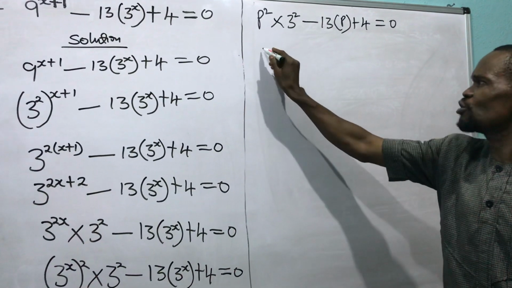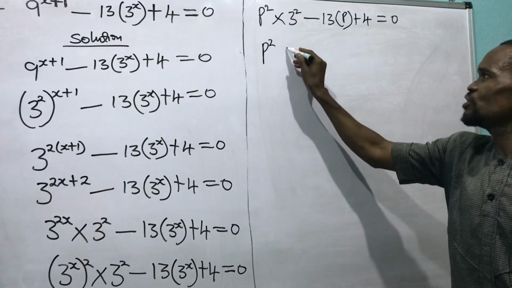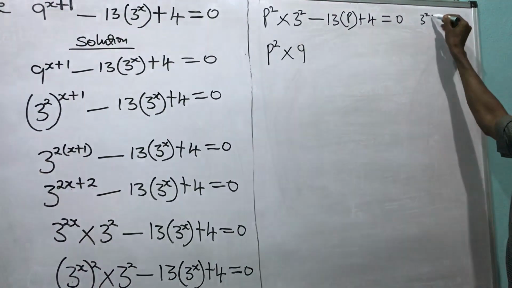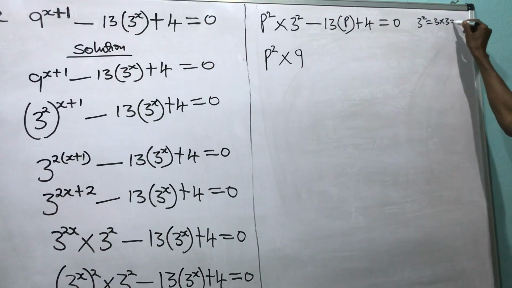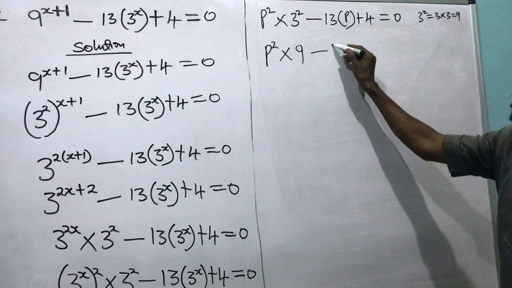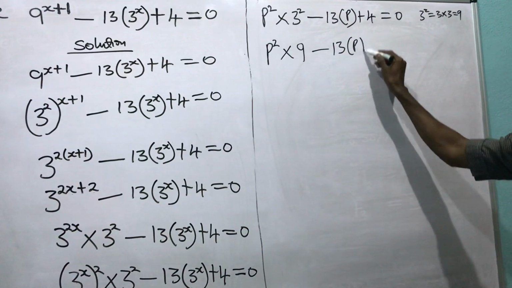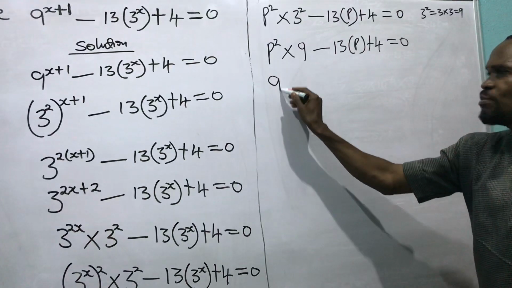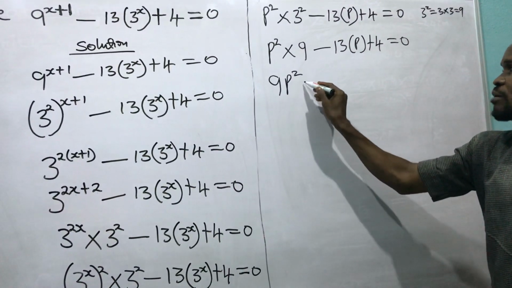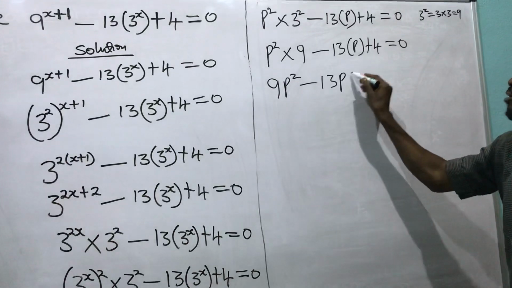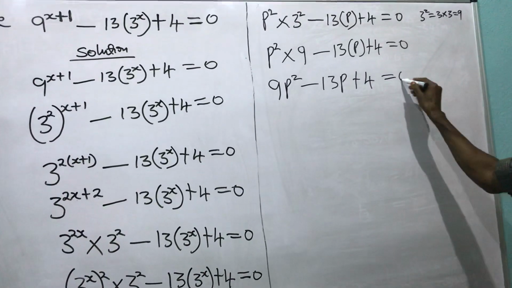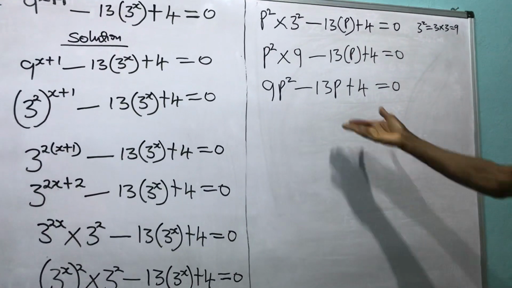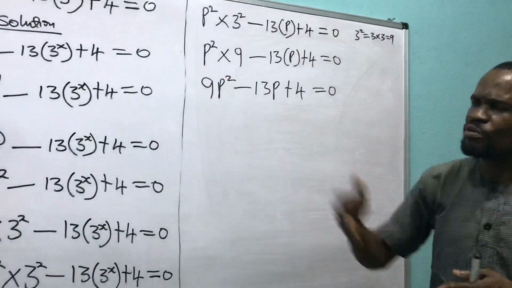You remember that 3 raised to the power 2 is 3 times 3, which is 9. Then this minus 13p plus 4 equals 0. Then this will give me 9p squared minus 13p plus 4 equals 0. What do we have here? A quadratic equation. Quadratic equation is what I have formed from the equation they gave me.